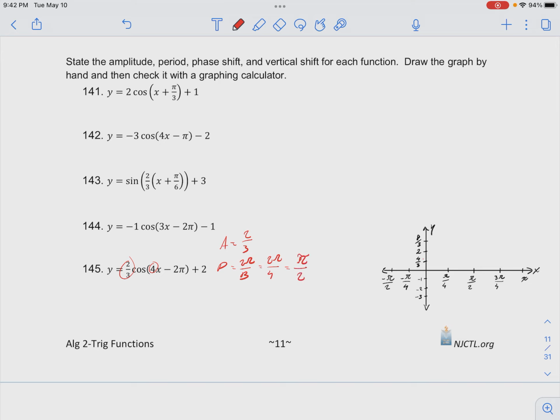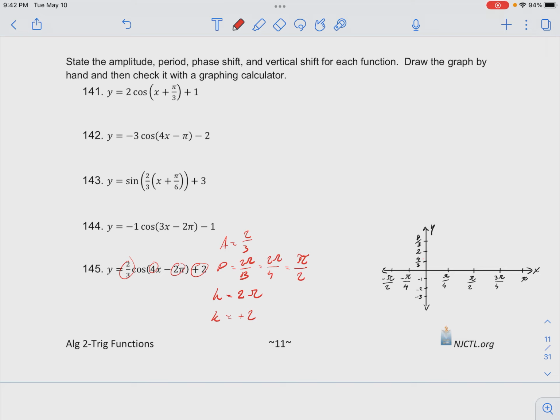Now our phase shift h is given by the added term inside the trig function, so that's plus 2 pi, and our k term that's added outside of the trig function is a plus 2. So now we can go ahead and graph this function by plugging in various x values.